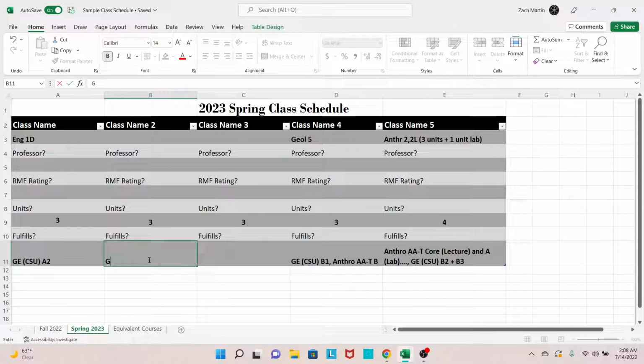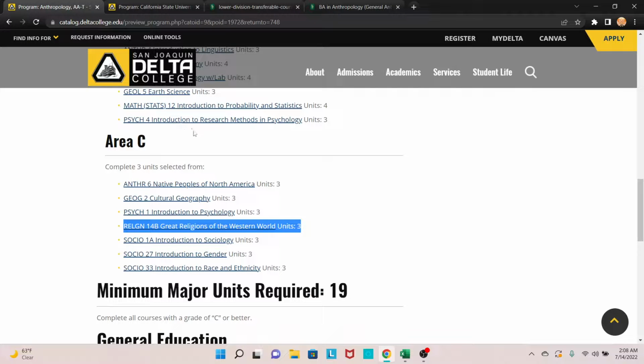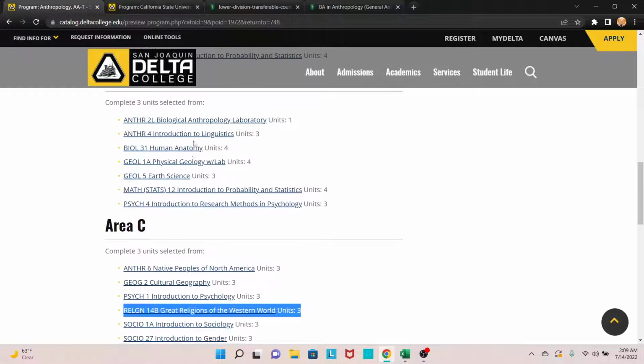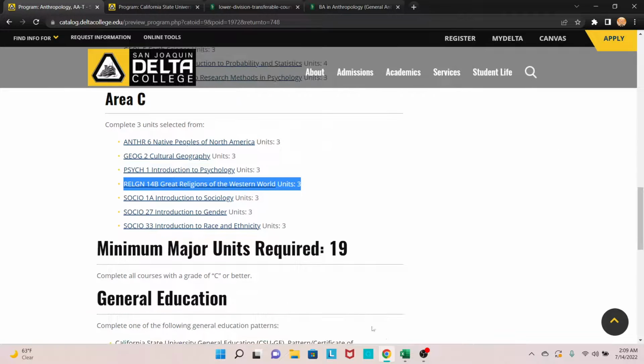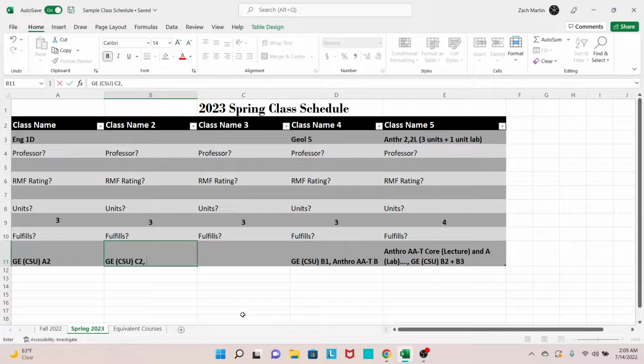both the CSU C2, and it also fulfills the Anthro AAT area C.